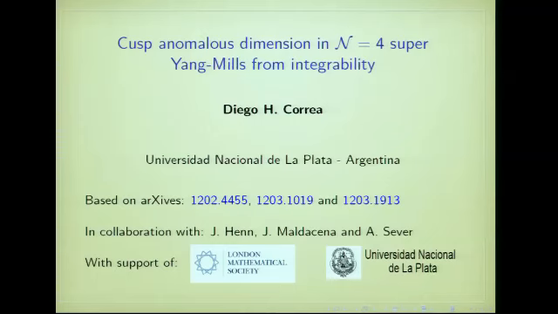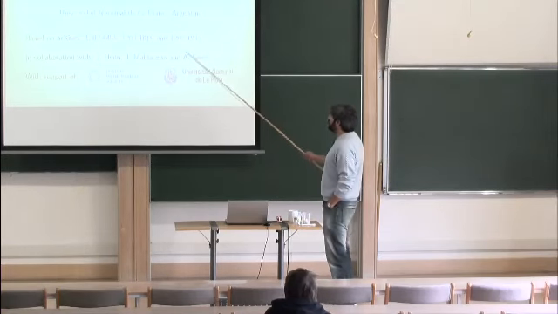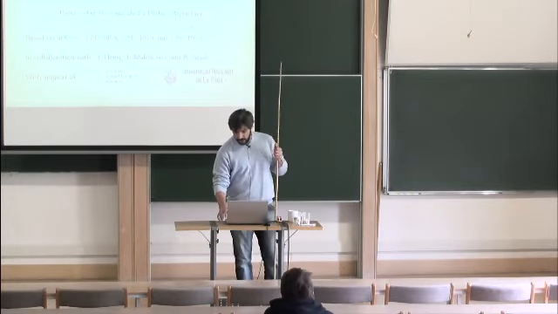Okay, well, thank you very much for the chance of talking here. So, as indicated in the title, what I'm going to be telling you is about how to compute the Cusp anomalous dimension exactly as a function of the coupling in the planar limit of N=4 super Yang-Mills. This is related to a series of articles I wrote in collaboration with Johannes Henn, Juan Maldacena, and Amit Sever. But I'm going to be focusing on this one, in which we study the problem using integrability.